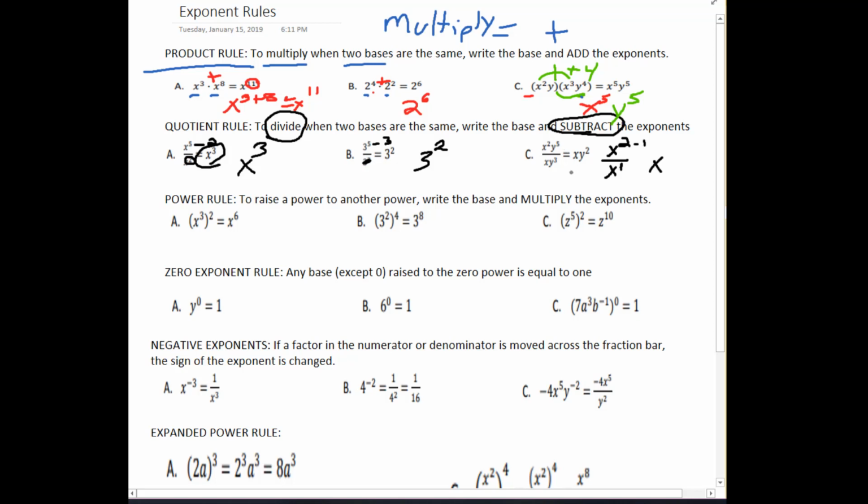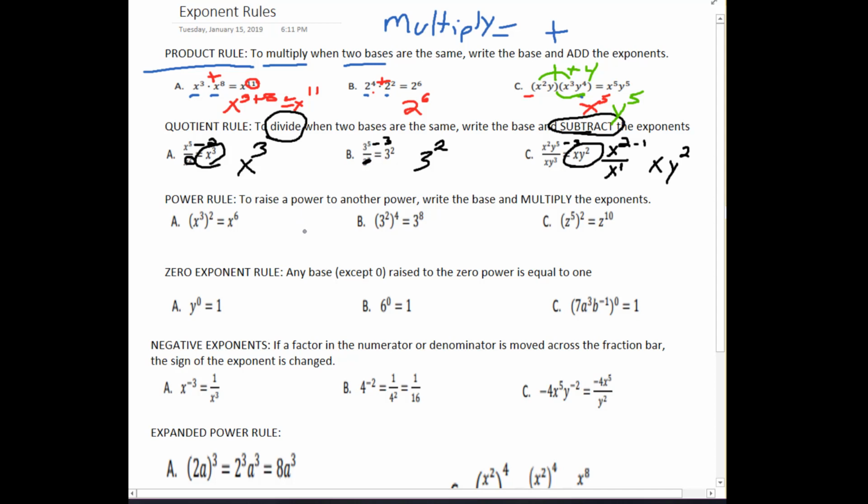Now let's do the y. Now we have the y to the 5th and y to the 3rd. So 5 minus 3 gives us y to the 2nd. So that's real simple how we do that. So our answer is x y to the 2nd, just like it says here. Next one, let's go to the power rule.